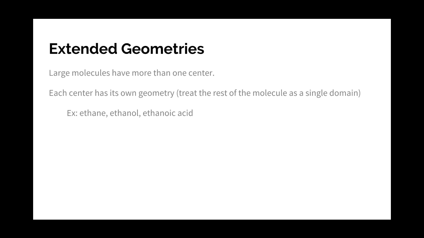They do have very complex and difficult geometries when you have to work out very advanced stuff, grad school level stuff. But for intro chem, you can just treat different atoms in the extended geometry as being the center of one of the simpler geometries. So, for example, let's go ahead and look at these 3 organic molecules: ethane, ethanol, and ethanoic acid.